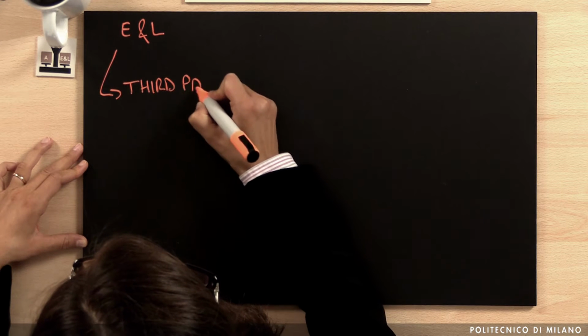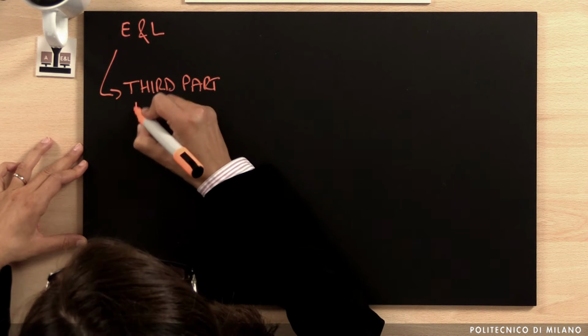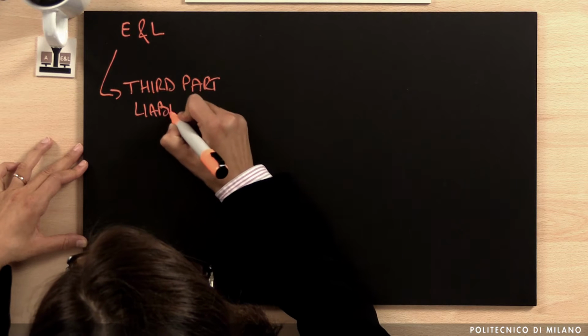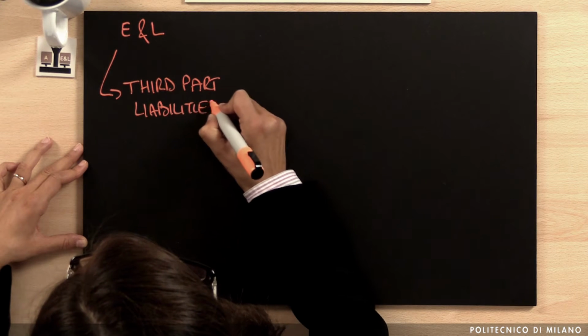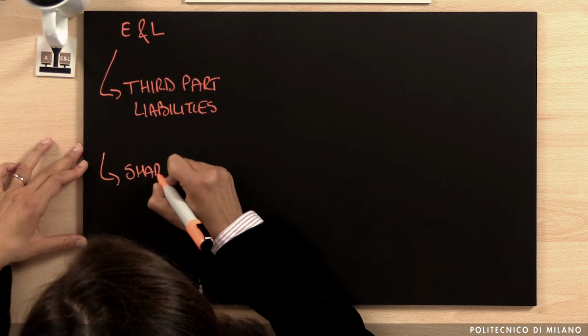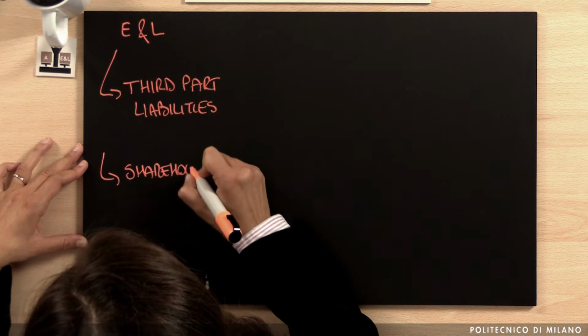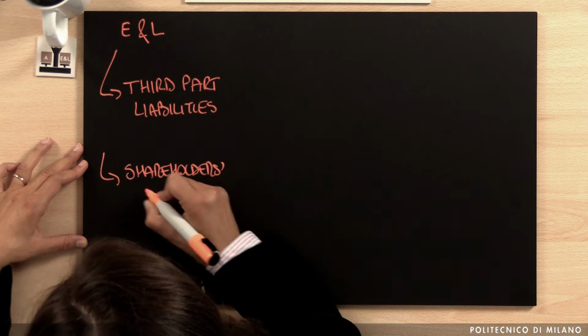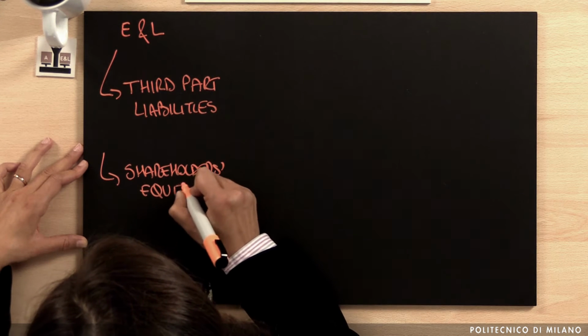third-part liabilities, and then we have the so-called shareholders' equity. In both cases, what we have inside the equity and liabilities are the rights of people that own the resources of the company.